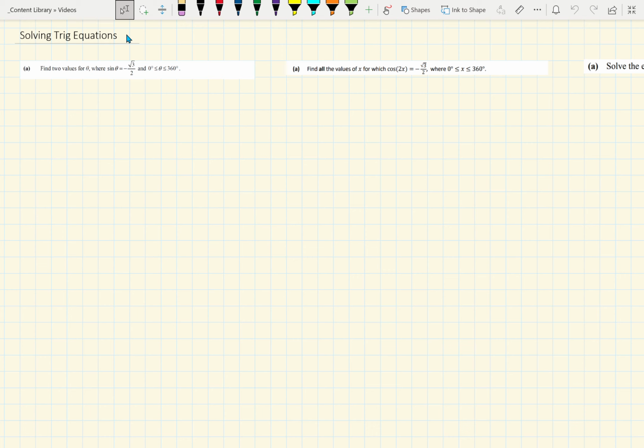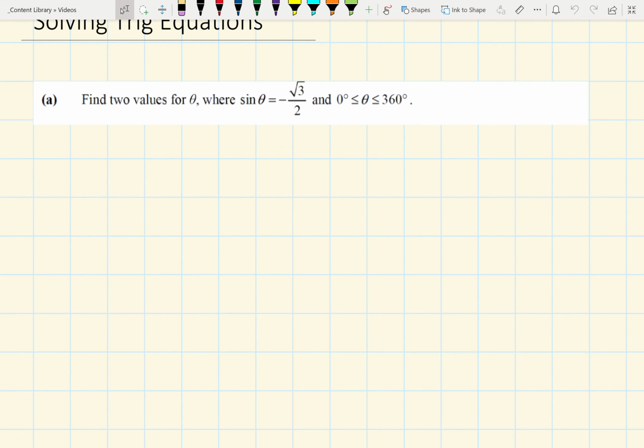Okay, so in this video we're going to have a look at solving trig equations. In our first example here we're being asked to find two values for theta, and they've given us an equation. Sine of theta is equal to minus root 3 over 2, and we're dealing with degrees. So our first step, we ignore the minus sign and we have to get sine inverse of root 3 over 2.